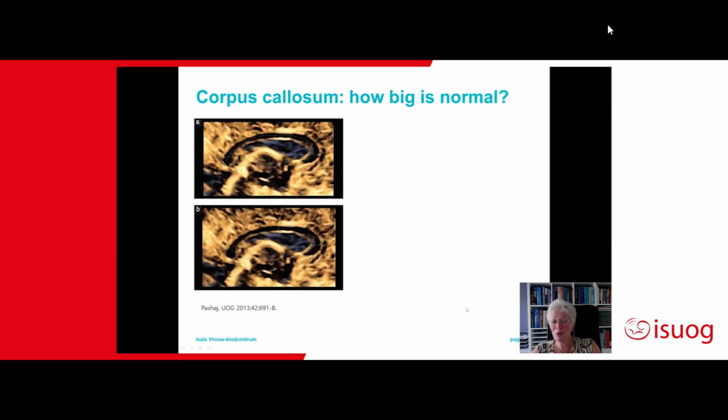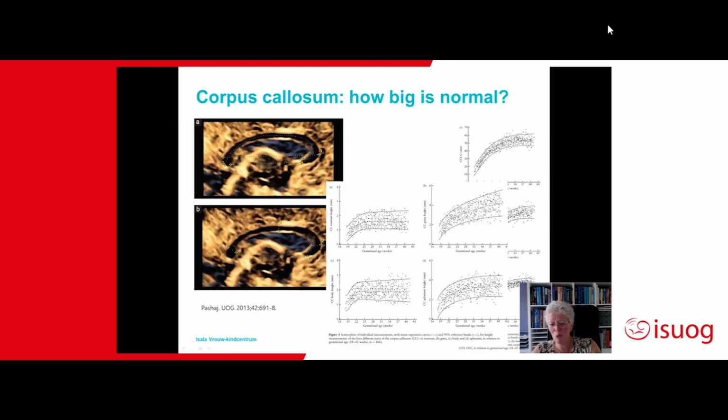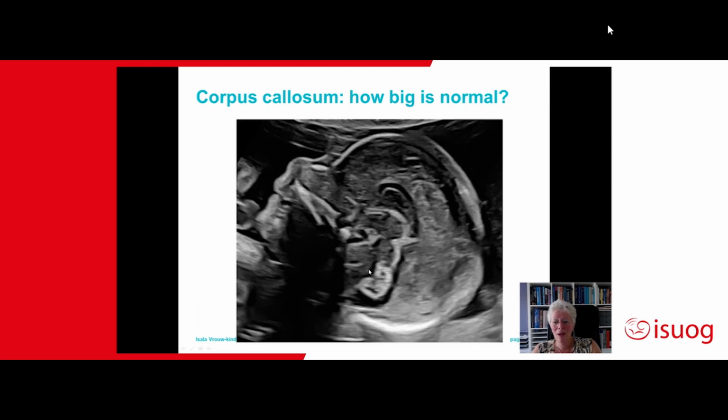You can measure the corpus callosum. How big is normal? Well, you can measure it in very different ways. You can measure from the outside to the outside, or the inside. You can trace the corpus callosum. You can measure the thickness of the corpus callosum. And for all this, there are reference charts of what is normal and what is not. In eyeballing, the corpus callosum is almost 1/3 of the frontal to occipital diameter of the fetal head.